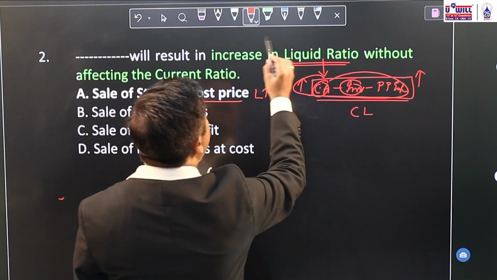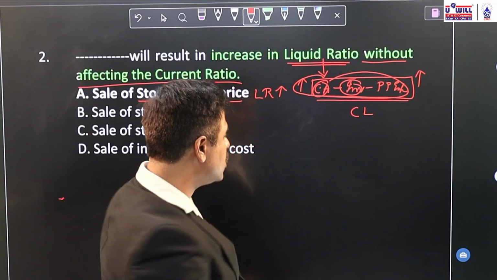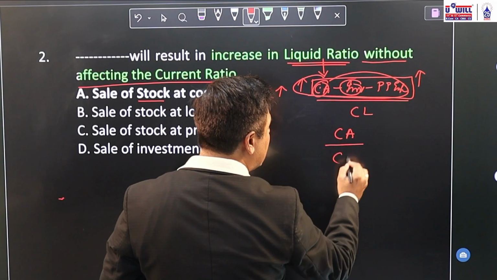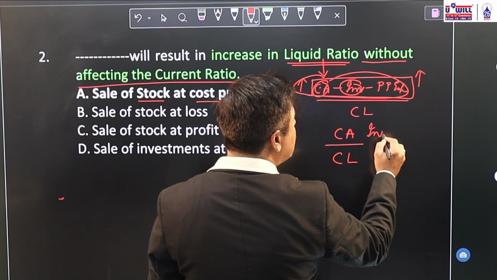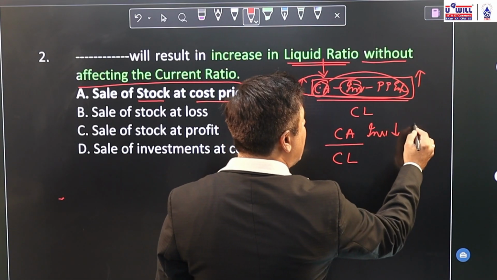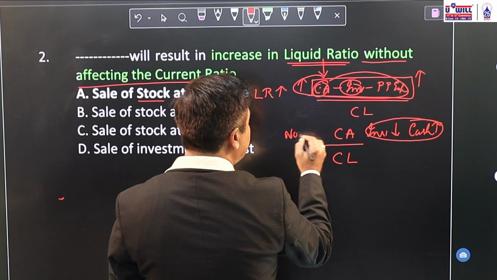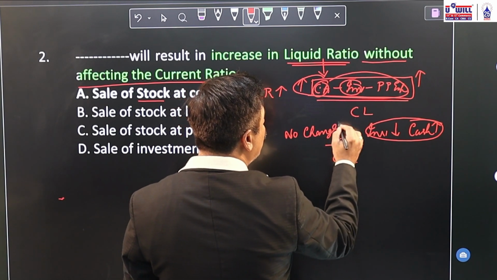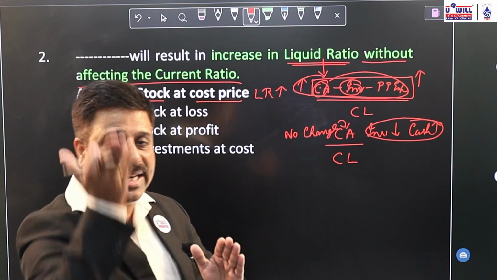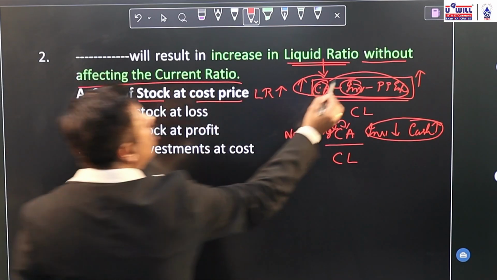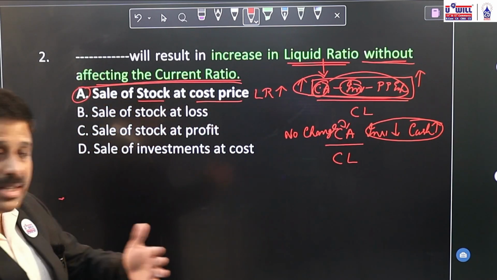Now they say without affecting the current ratio. Current ratio is current assets upon current liabilities. Because you are selling the goods at cost price, inventory will decrease, and cash or debtors will increase, means overall there will be no change in current assets. One current asset, inventory, will decrease, another current asset, cash or debtors, will increase. So it is not going to affect the current ratio. So option A itself is the correct answer. No need to read the further options.